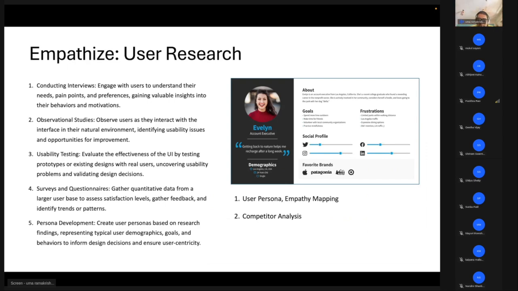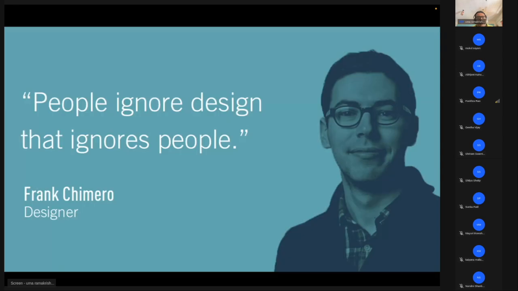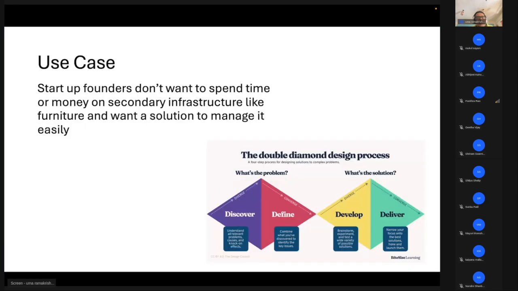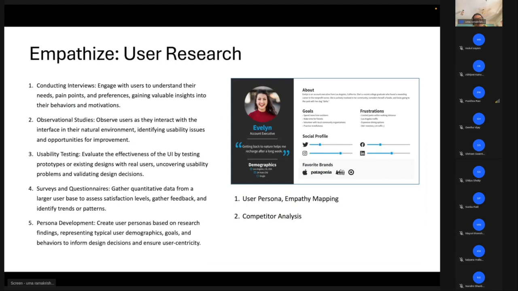So let's start with the design life cycle. The first step in the design life cycle is empathize, right? Empathize is where your user research comes in. Try to understand your user. Let's say we are talking about a furniture platform, right? The user is going to be startup founders who are running small and medium startups.